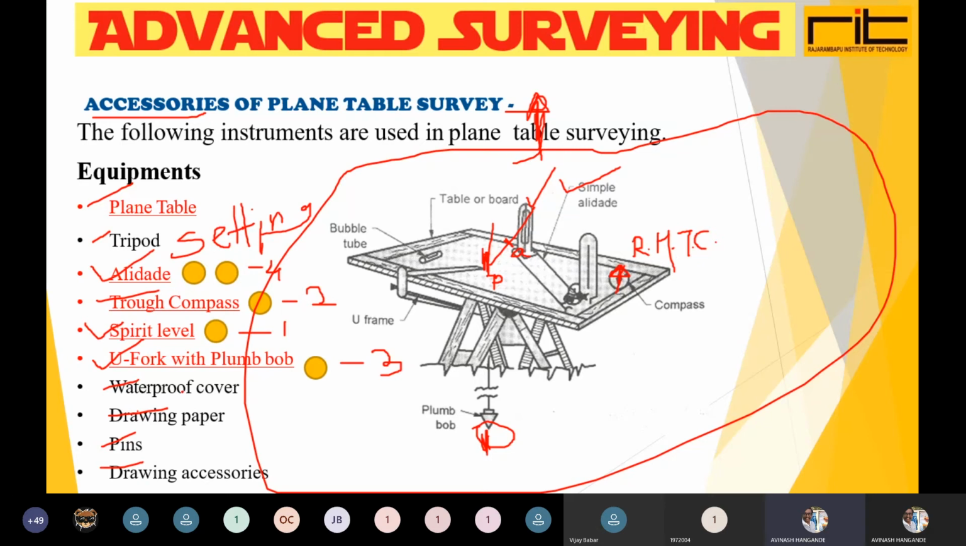Okay, so you have to take care that every accessory is handled properly. Okay, they should not be misplaced. If any one accessory is misplaced, then it is very difficult to perform the operation. Okay, so remember that we have to take care. Okay, we have to make sure that every accessory is with us. It should not be misplaced.